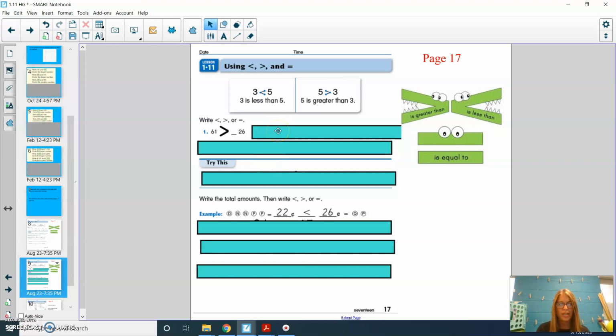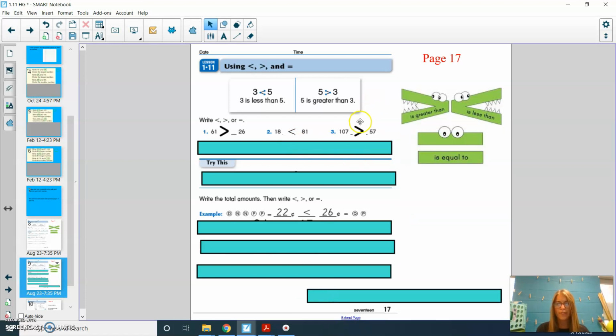Let's finish talking about the top section and then we'll talk about the other bottom parts. So for question number 2, I have 18 and 81, and I know that 18 is less than 81, so I have that mouth open to that 81. For question number 3, I know that 107 is greater than 57. For question number 4, I have 114, which is equal to 114. For question number 5, 299 is less than 302.